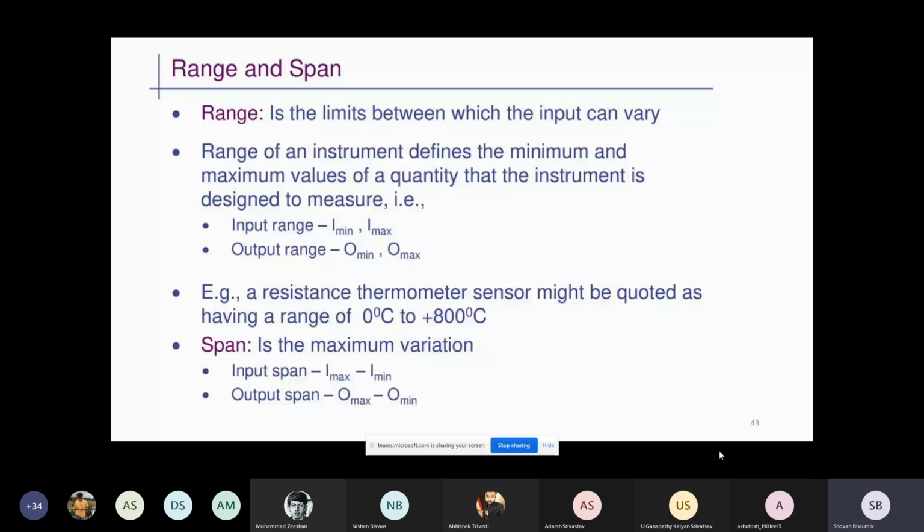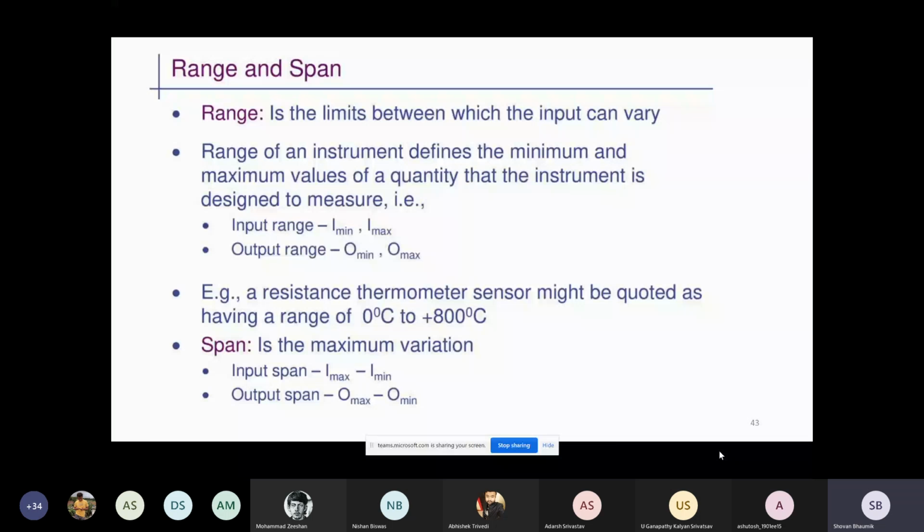Okay, fine. Now let's talk about the span. What is the span? Range and span are quite synonymous, but here there is some difference. The span is the maximum variation. That means, if you see the span of an instrument, whatever input range it can measure, it is maximum minus minimum. So if I have a thermometer which can measure 0 degree centigrade to 100 degree centigrade, what will be its span? Its span will be 100 minus 0, that equals 100.